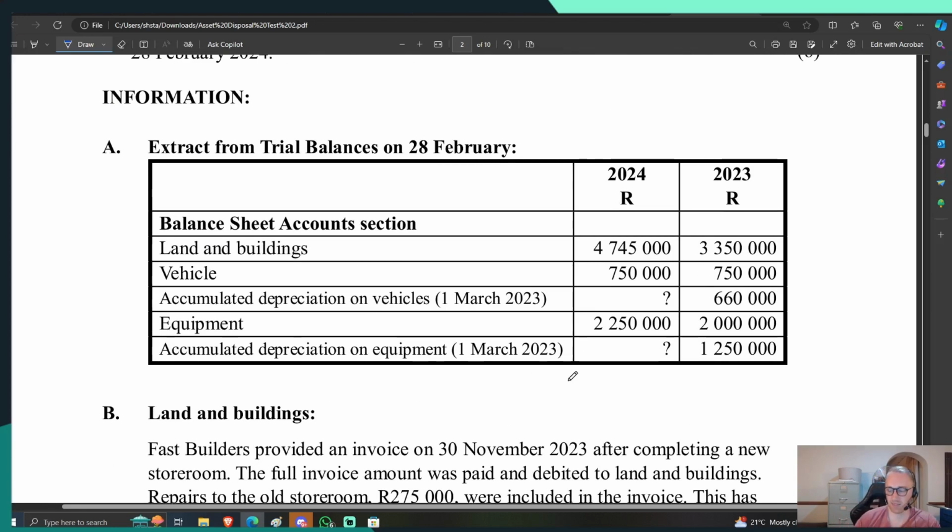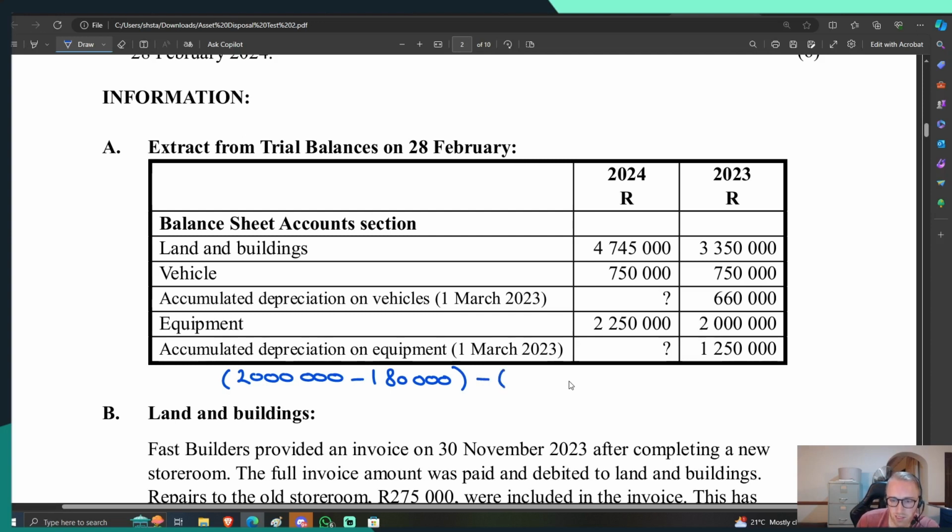So let's start by calculating how much of the old equipment is there. We do not use the 2,250,000 figure because that includes the stuff that we bought during the year, and we want to do it on the remaining old stuff. So we're going to say 2 million rand of equipment that we started the year with minus the 180,000 of disposed of equipment. That's the cost price stuff. Now we must minus the accumulated depreciation.